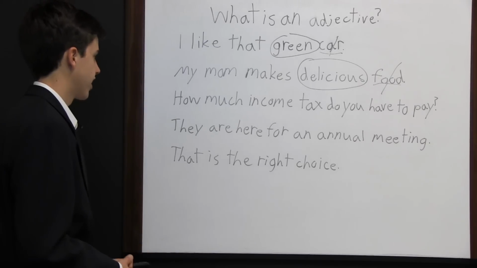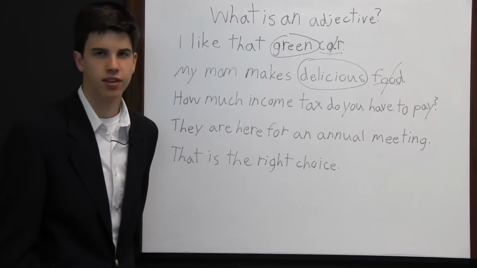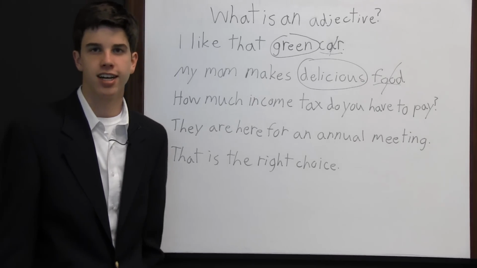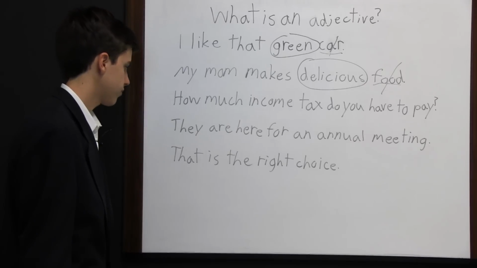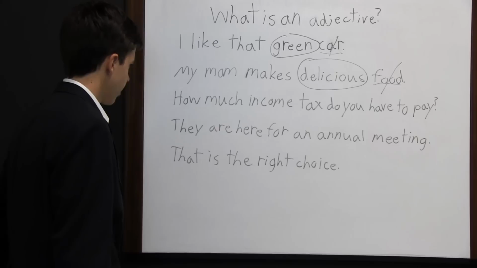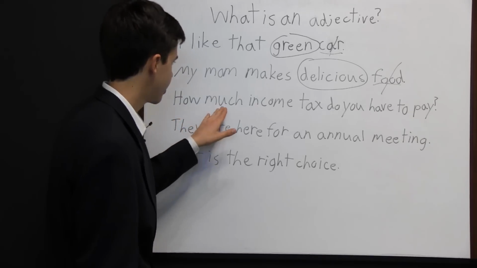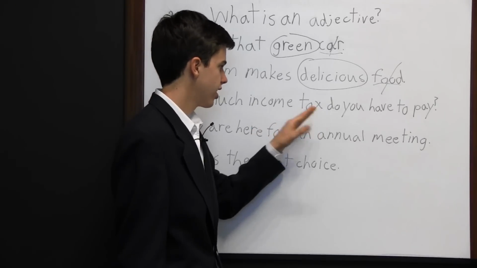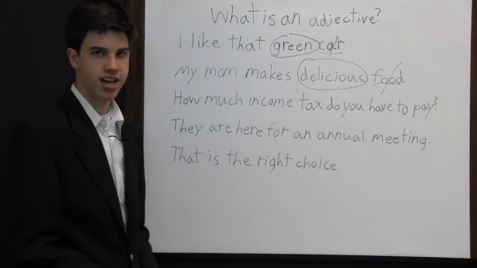Let's take a look at this next example. How much income tax do you have to pay? Now, this adjective is not as easy to find as other adjectives we've been looking at. So let's look closely at this sentence. We're continuing through this sentence, just one word at a time. How much income tax? Now, if you stop right here, you realize that income is describing tax.